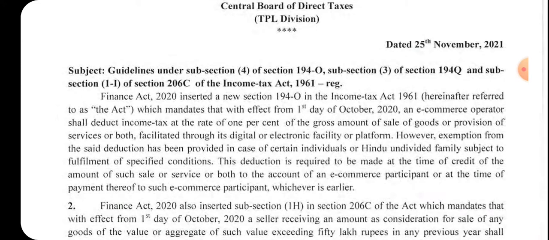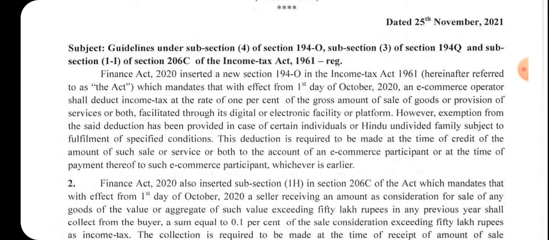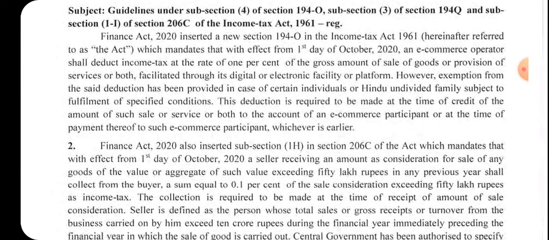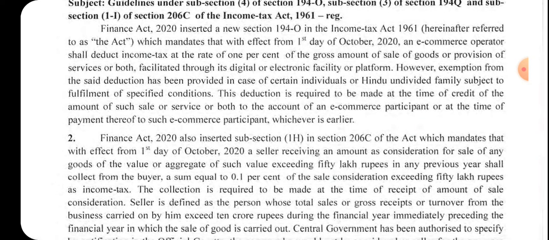Finance Act 2020 inserted a new section 194O of the Income Tax Act, which mandates that with effect from the first day of October 2020, an e-commerce operator shall deduct income tax at the rate of 1% of the gross amount of the sale of goods or provision of services or both, facilitated through its digital electronic facility or platform. However, exemption from the said deduction has been provided in case of certain individuals or HUF subject to fulfillment of a specified condition.